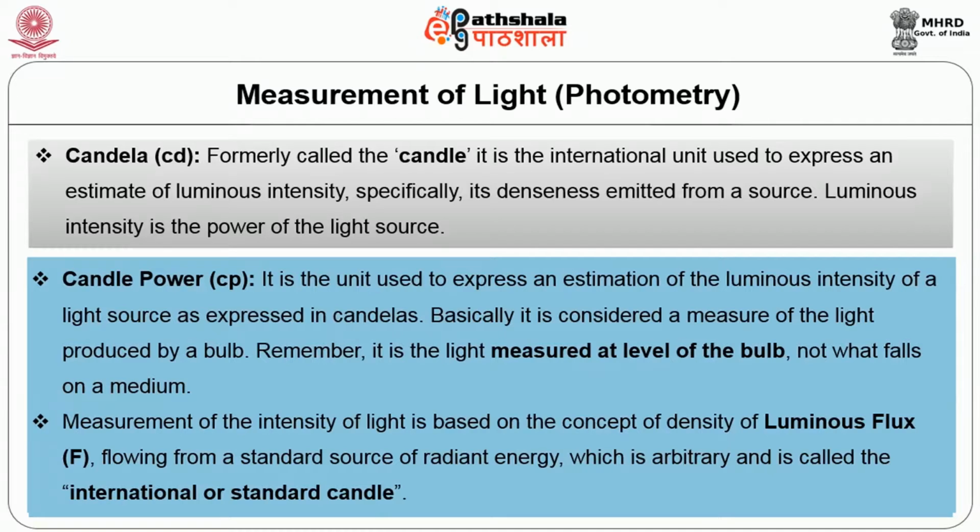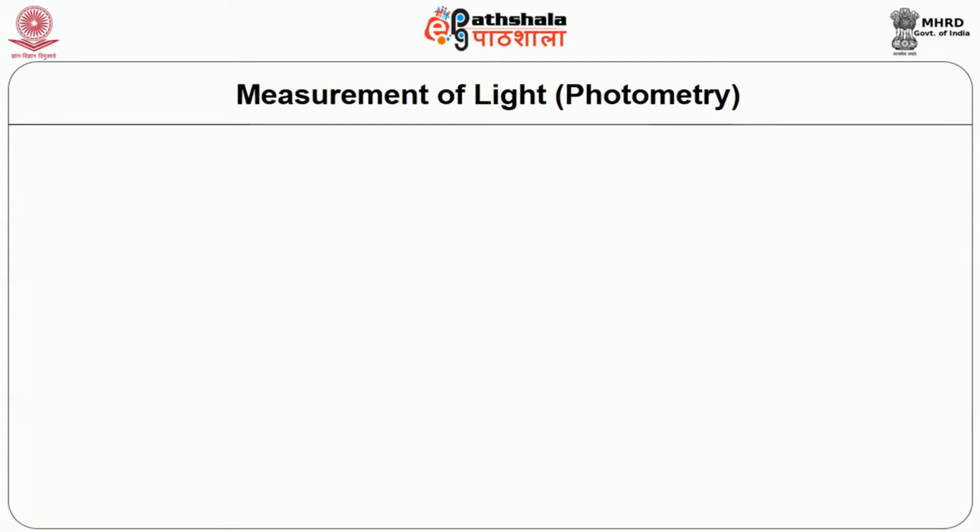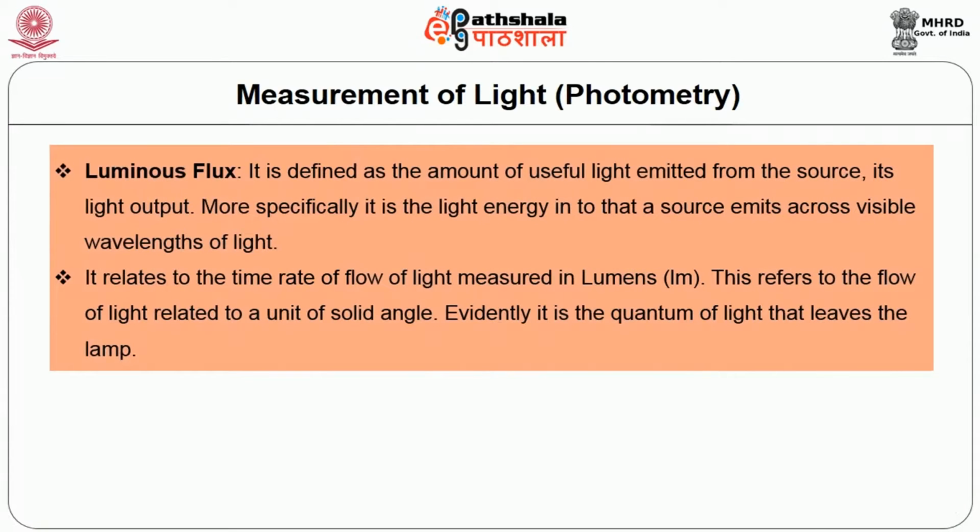Measurement of the intensity of light is based on the concept of density of luminous flux flowing from a standard source of radiant energy which is arbitrary and is called the international or standard candle. The third one is luminous flux. It is defined as the amount of useful light emitted from the source, its light output. More specifically, it is the light energy in toto that a source emits across visible wavelengths of light.